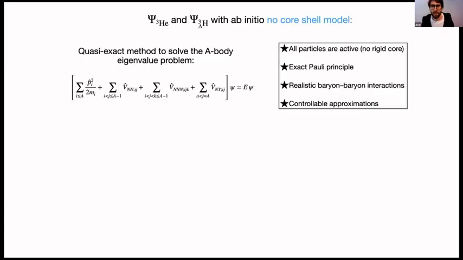Yeah, so from now I will explain each of these three inputs, starting with the nuclear wave functions, the hypertriton and helium one. For that, we use the no-core shell model. That's an ab initio model. So we explicitly solve the Schrödinger equation with all the particles. So there is no spurious center of mass or rigid core. The Pauli principle is exact, and importantly, this allows us to input realistic baryon-baryon interactions and control the approximations.